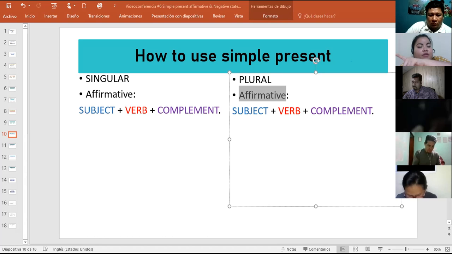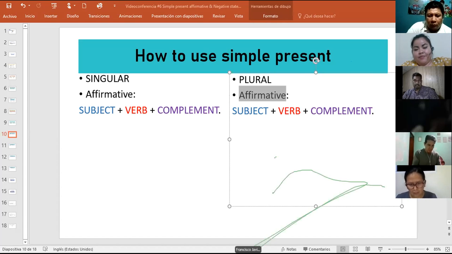Víctor, ¿puedo utilizar la regla de la S con you? Eso es para todos. ¿Puedo utilizar la regla de la S con you? ¿Sí o no? Rápido. No. No, we can't. Víctor, quítesela. Quítesela. They run sin S.